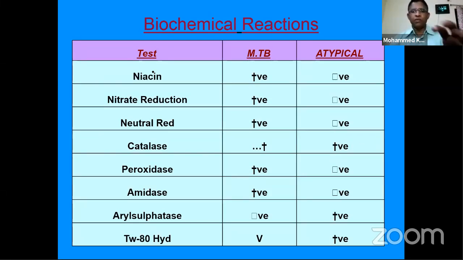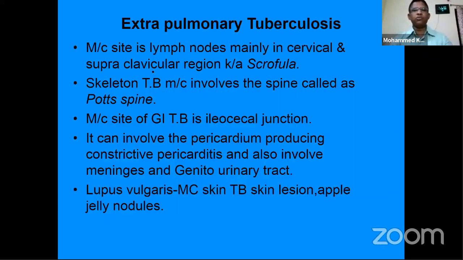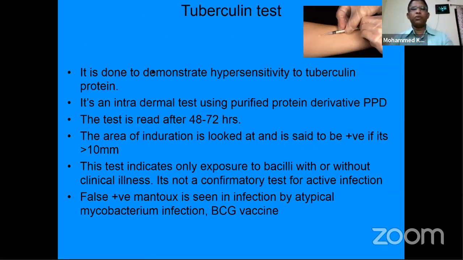Again, this is a table which you can find in your standard textbooks. Yeah, this is one important thing I would like to discuss. Tuberculin test, which is also called the Mantoux test, which might be taught to you in immunology. Type 4 hypersensitivity reaction, where 0.1 ml of purified protein derivative is given on the flexor aspect of the forearm. So the patient is asked to come after 24 to 48 hours and you look for induration.